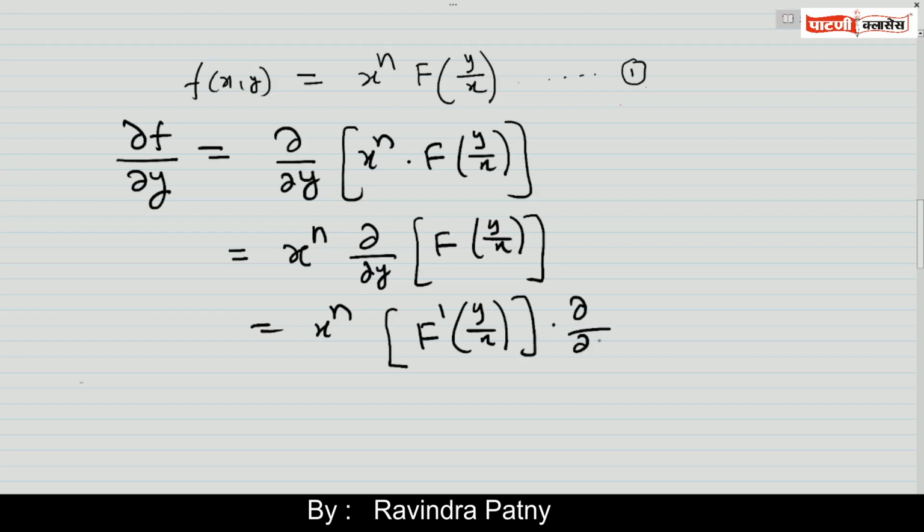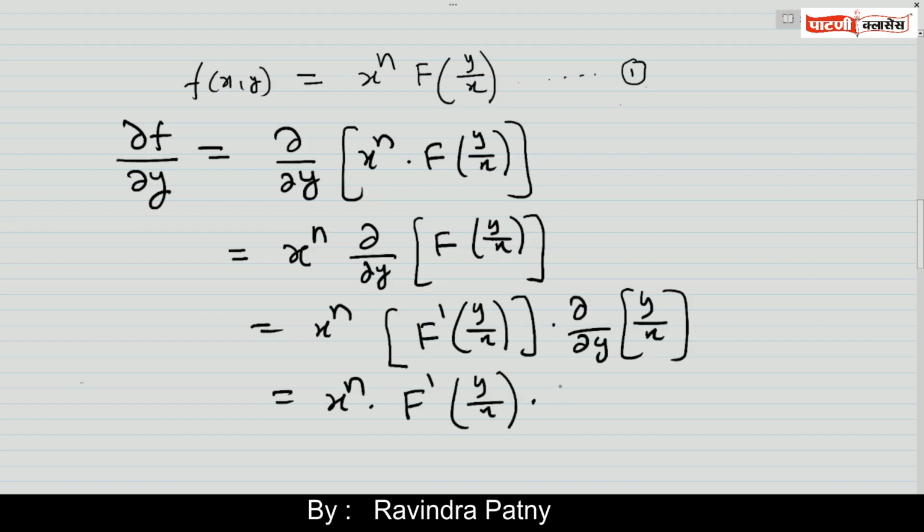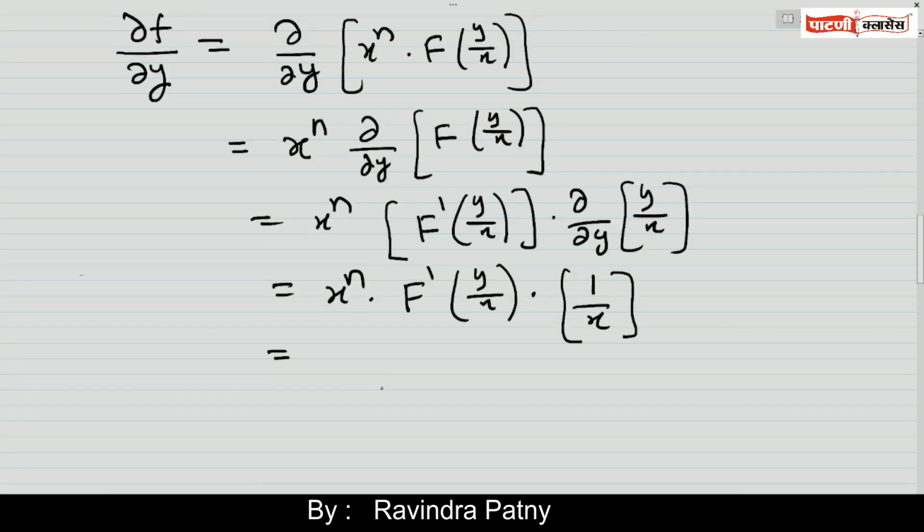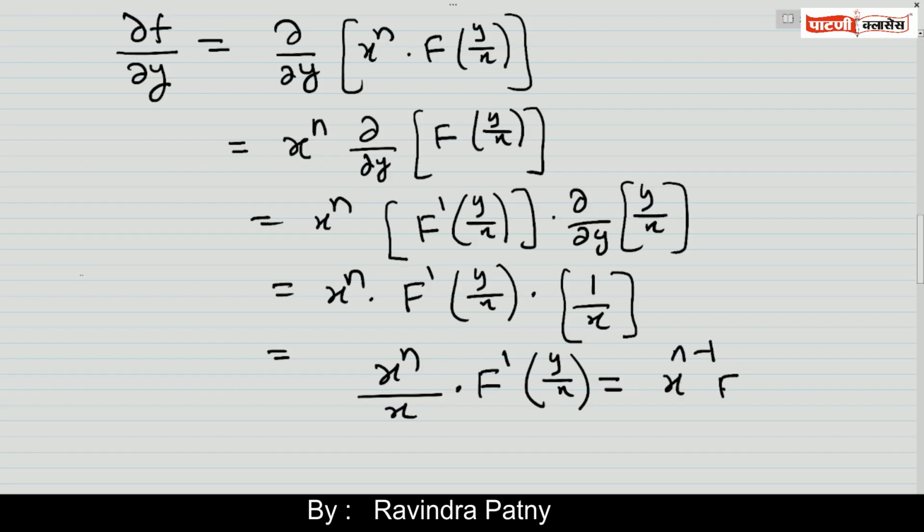into partial differentiation of y upon x with respect to y again, that is equals to x raised to n f dash y upon x into partial derivative of y with respect to y, which is equal to 1, but x will remain as it is. Therefore finally what do you get here, x raised to n upon x into f dash of y upon x, which is equals to x raised to n minus 1 f dash of y upon x. Let us call it equation number 3.